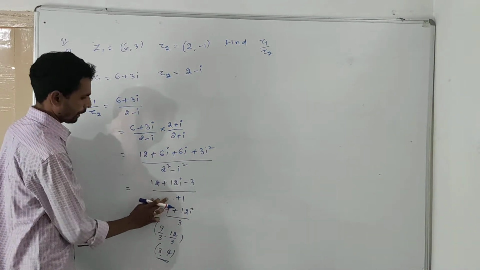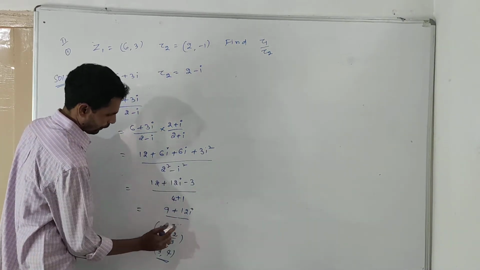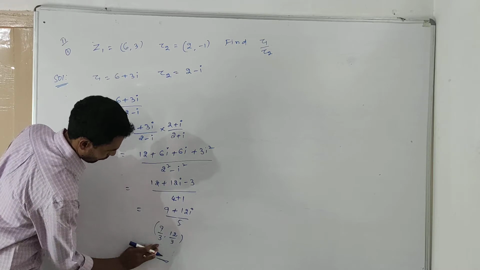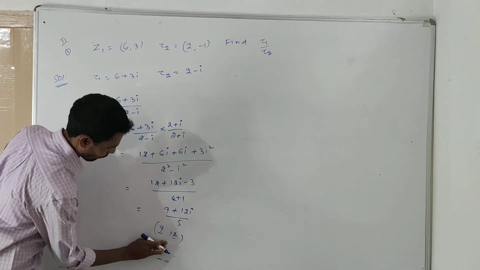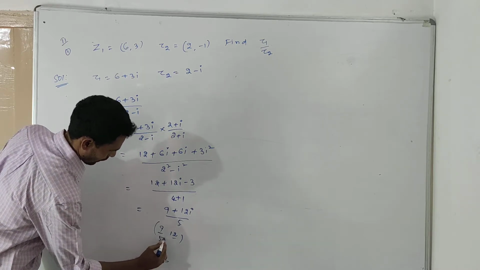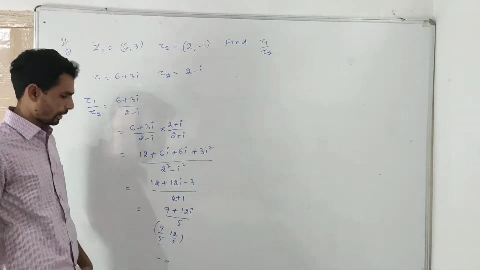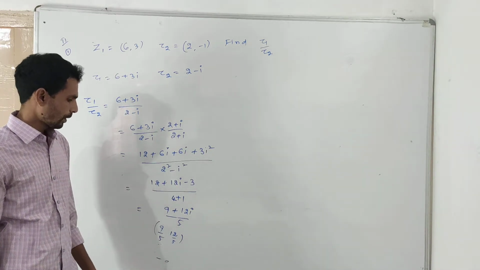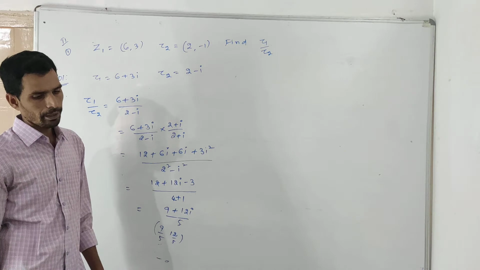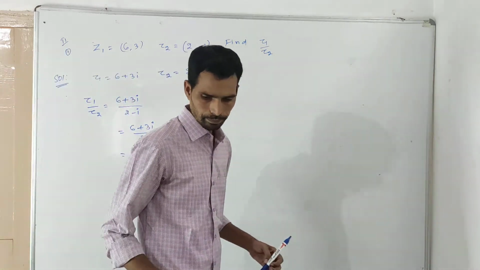Wait, 2 square value is 4 here. 2 square value is 4. What will we get here? 5. So 9 by 5, 12 by 5. What is the real part? Real part is 9 by 5. Imaginary part is 12 by 5. Now, second problem.